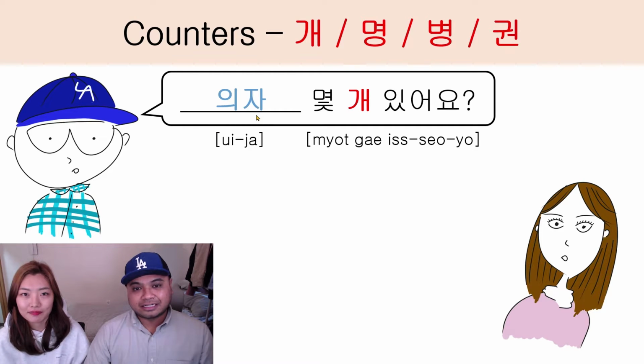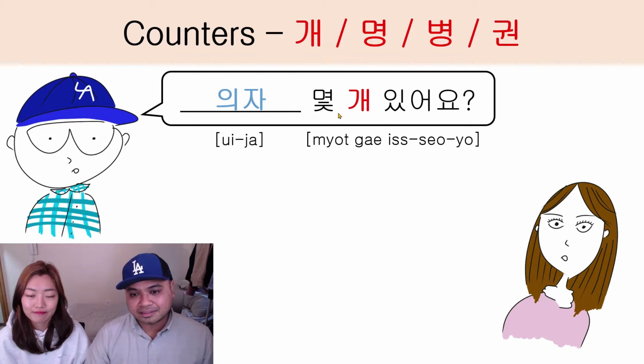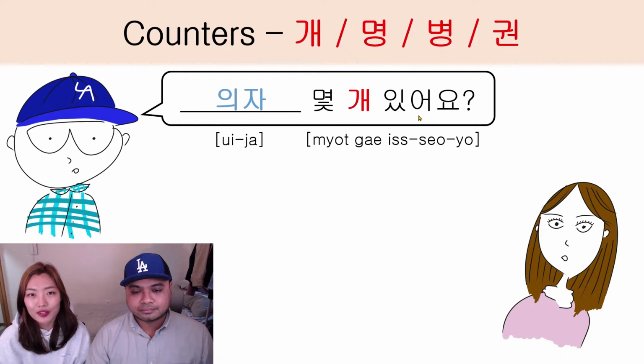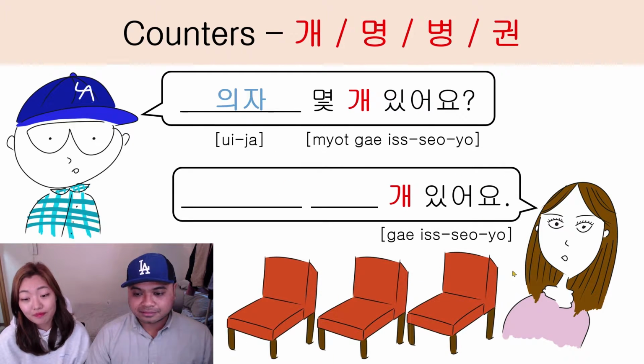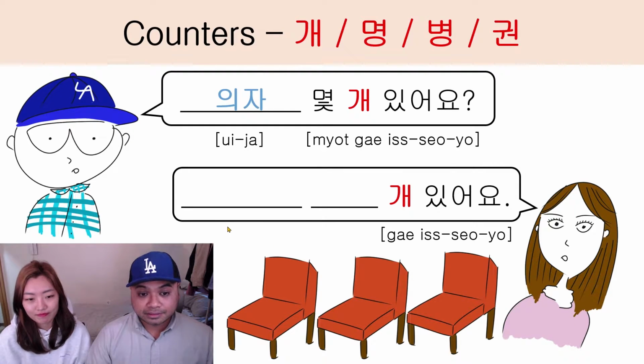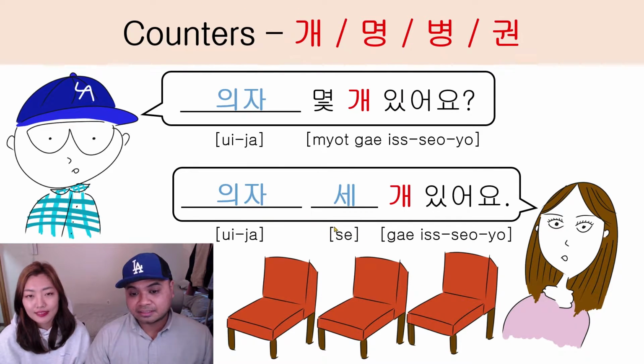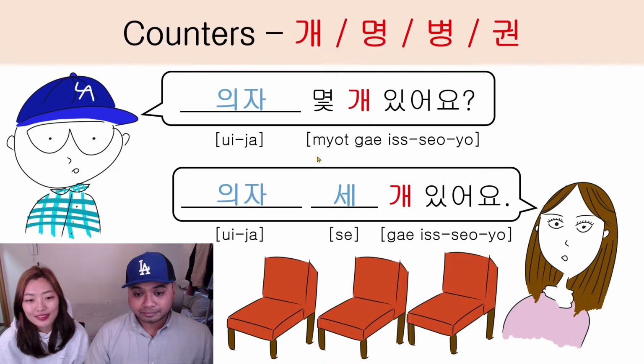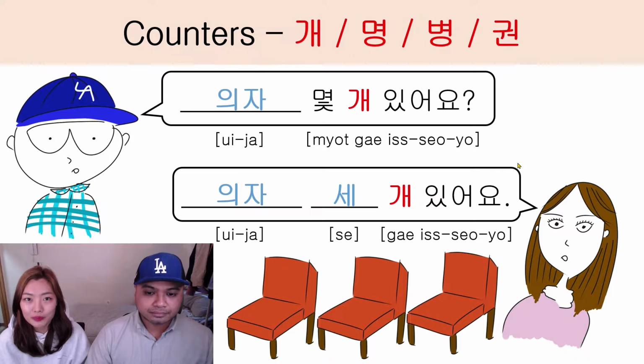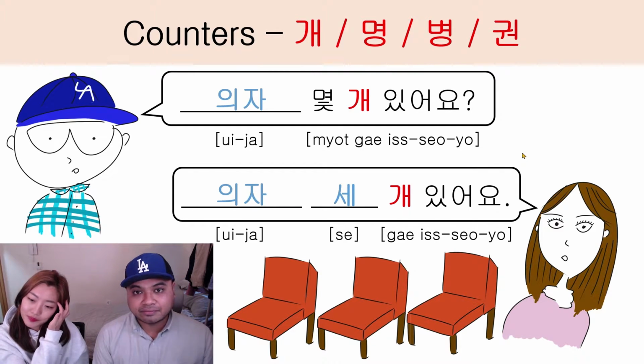Let's do another one. 의자. 의자 means chair. So in this sentence, I'm asking, how many chairs do you have? 의자 몇 개 있어요? And then Donna has 3 chairs. And so remember, the first part, you need to use the noun. 의자. And then there are 3, so we need to say 세. So 의자 세 개 있어요. Yeah. So this says I have 3 chairs.